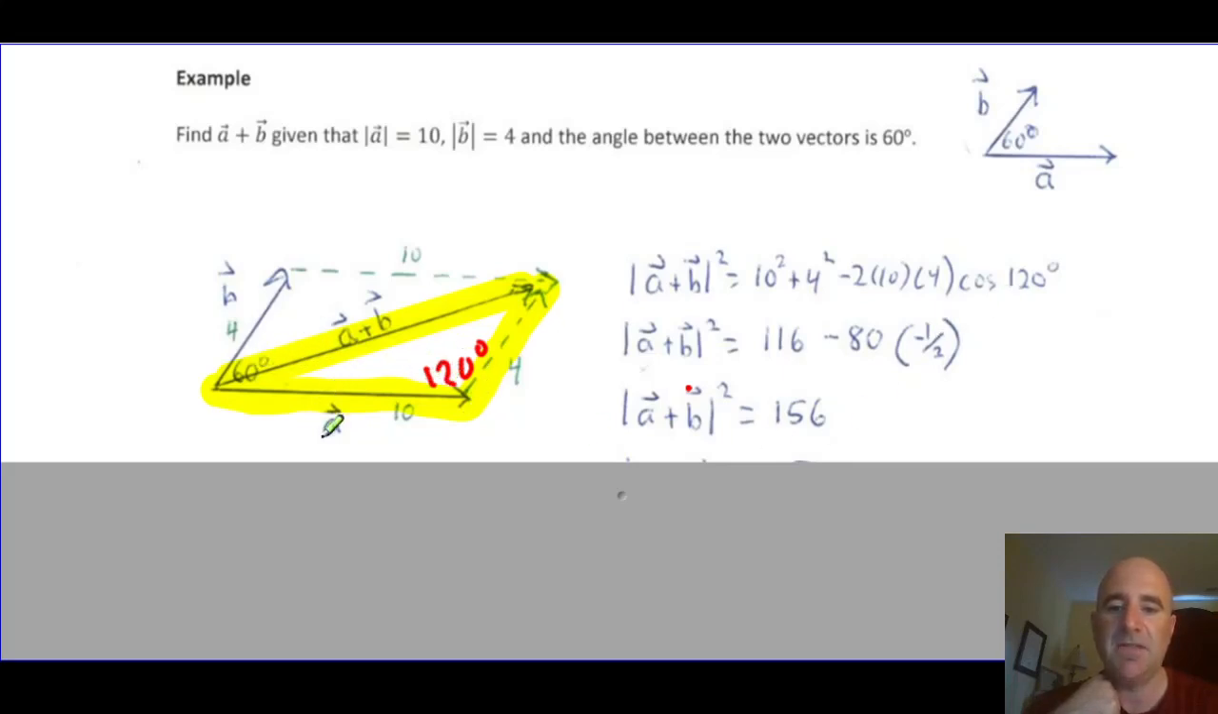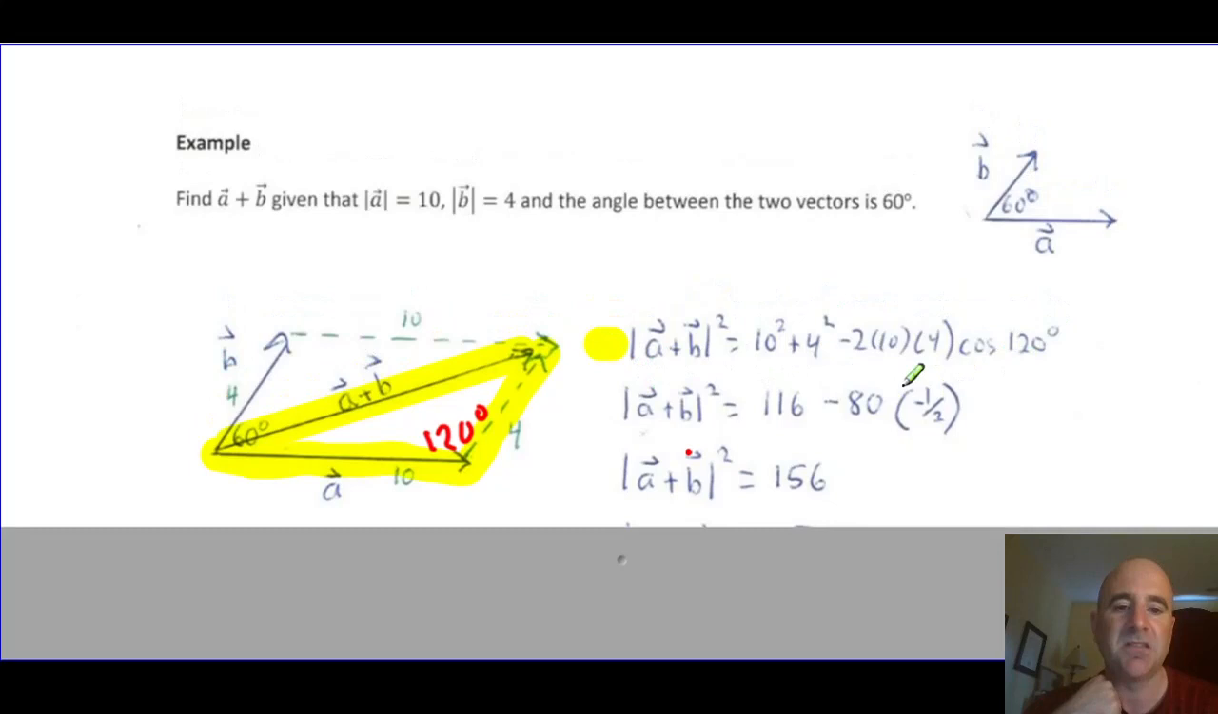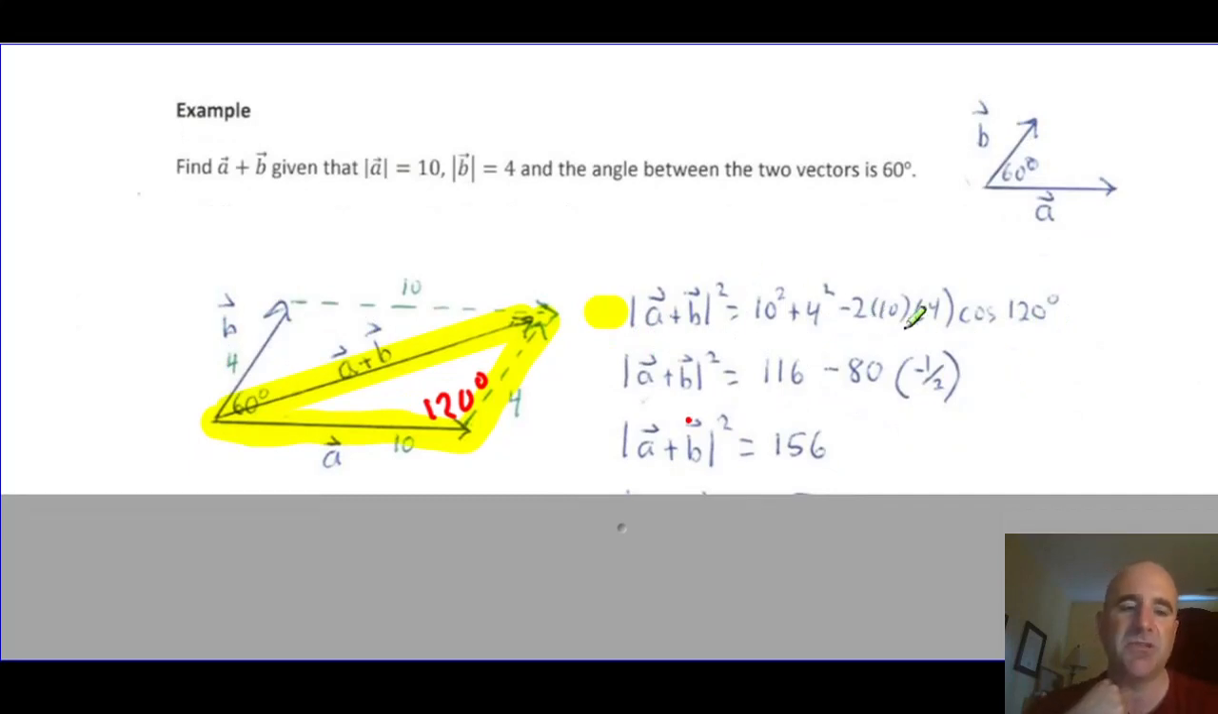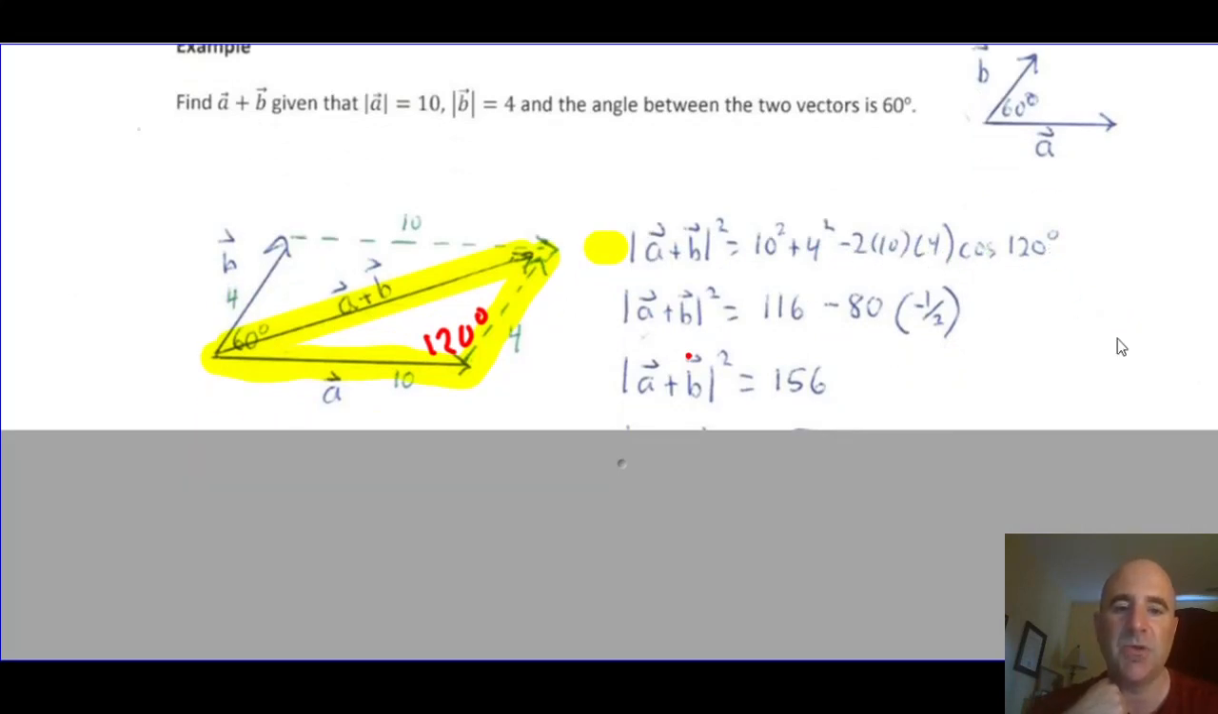So then I have side, angle, side. I'm looking for the opposite side, and here it is. It's the cosine law: c squared equals a squared plus b squared minus 2ab cos C. So there it is: 10 squared plus 4 squared minus 2 times 10 times 4 times the cos of 120, and I go from there.